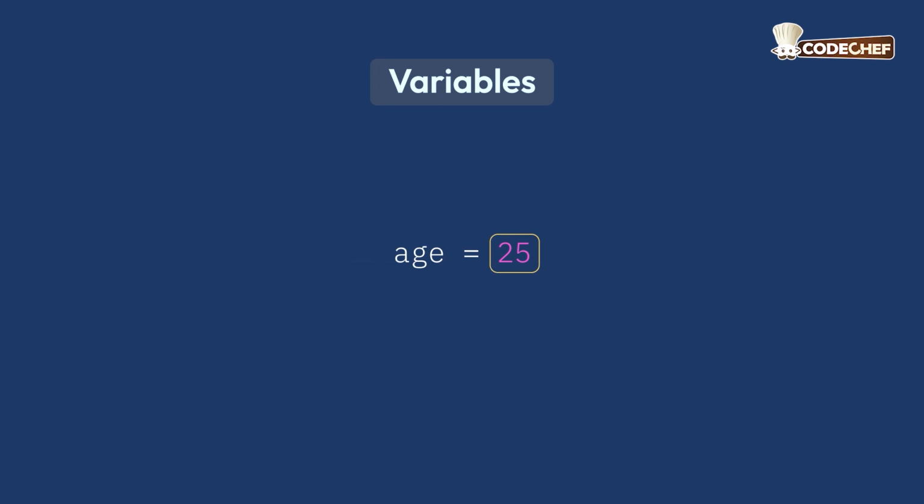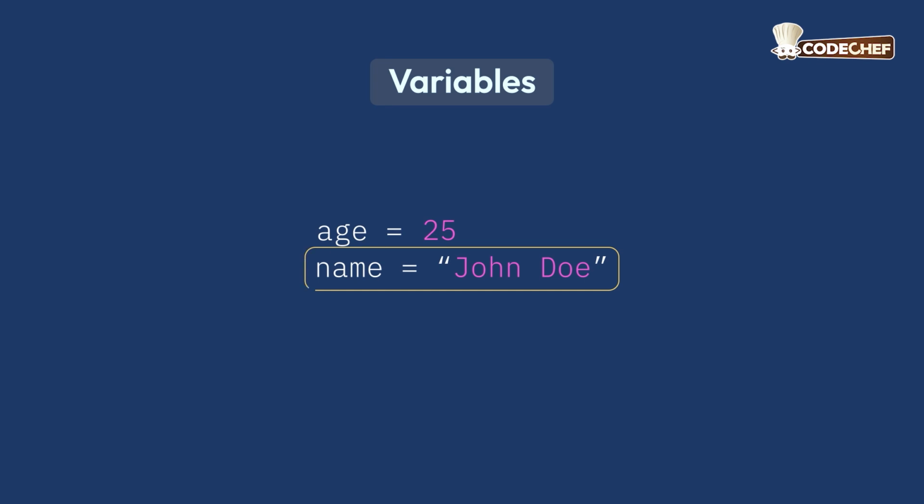Simple, isn't it? Now in the previous example, the data we stored in the variable called age was a number, which is 25. What if I asked you to create a variable that will store the name of a person? In Python, you can do it this way. Name equals John Doe.